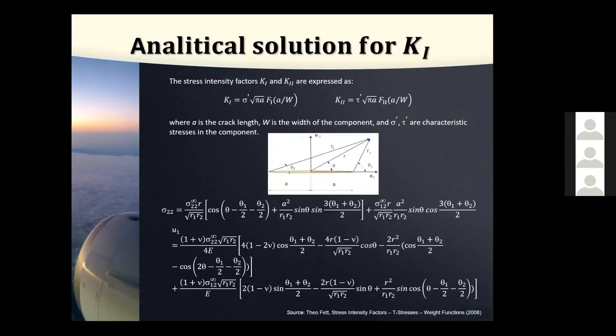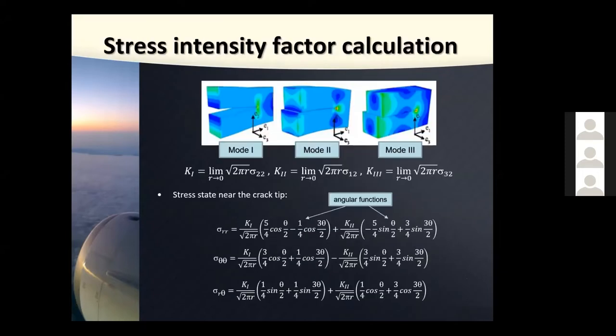So this guy from Germany, in 2008, he wrote a book about, of course, using some other references and other books. He wrote the books about all analytically solved geometries with solutions for K1 and in some cases for K2. We can see, maybe I skip this on this slide. So mostly we work with K1 because K1 is for, you can see here, pure tension.